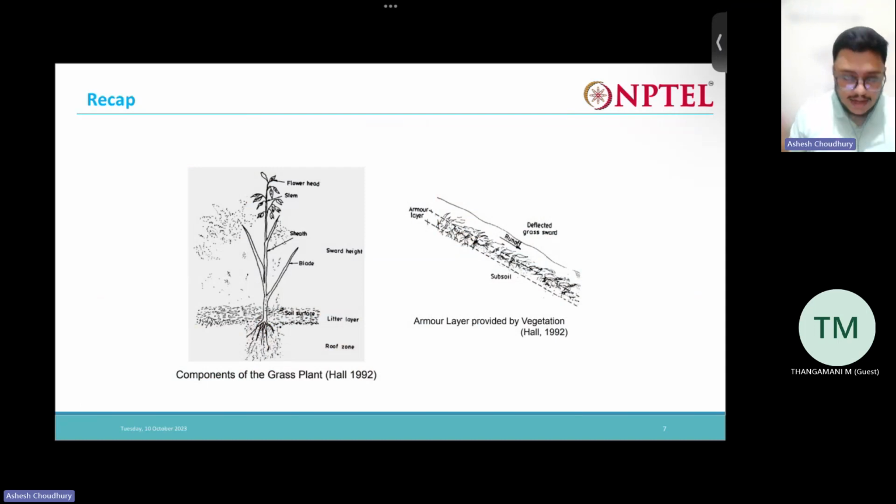Okay. Then this vegetation, how does vegetation help? What happens is the root actually holds the soil very nicely. And what happens due to that? Whenever there is rainwater, the soil is not easily taken away. Okay.